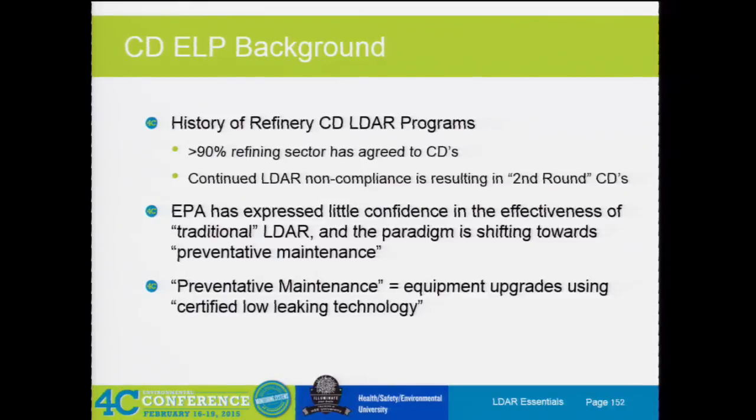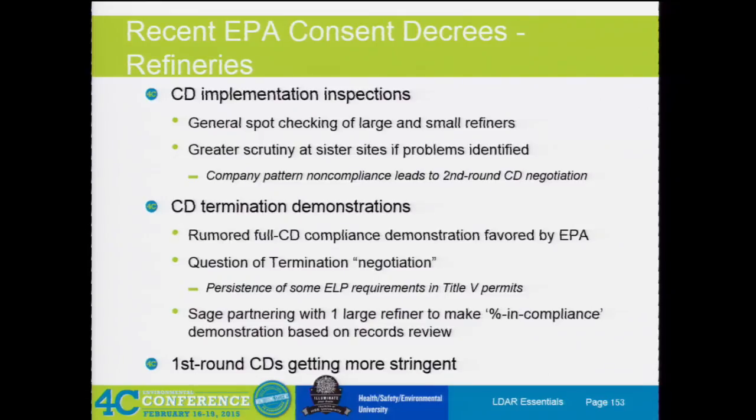EPA has expressed little confidence in the effectiveness of traditional LDAR. And preventative maintenance, equipment upgrades using certified low leaking technology is one of their big pushes. That's where this ELP comes in. You got some implementation stuff here, spot checking in large and small refineries, greater scrutiny on sister sites.